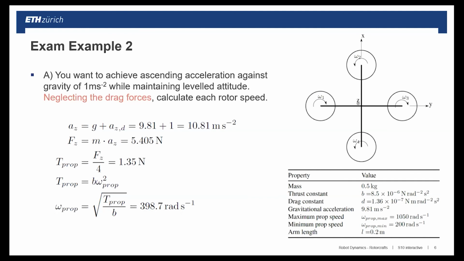And then, of course, the propeller thrust has to generate this force. We have again 4 propellers. We divide this force by 4, and so we get the propeller thrust, which is 1.35 Newton. And then we can again calculate the propeller speed: the propeller thrust is equal to the propeller rotational speed squared multiplied by the thrust constant, and then the square root of the propeller thrust divided by the thrust constant is the rotational speed of the propeller. So it's quite similar to the example we have seen before.